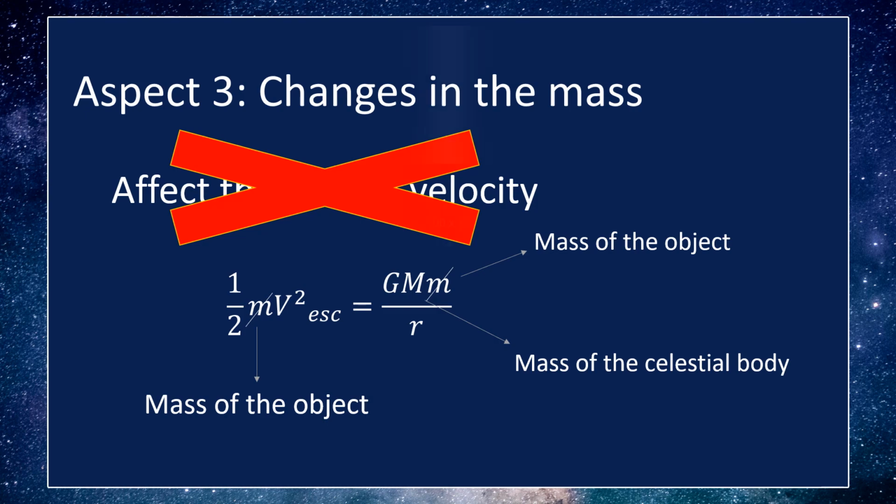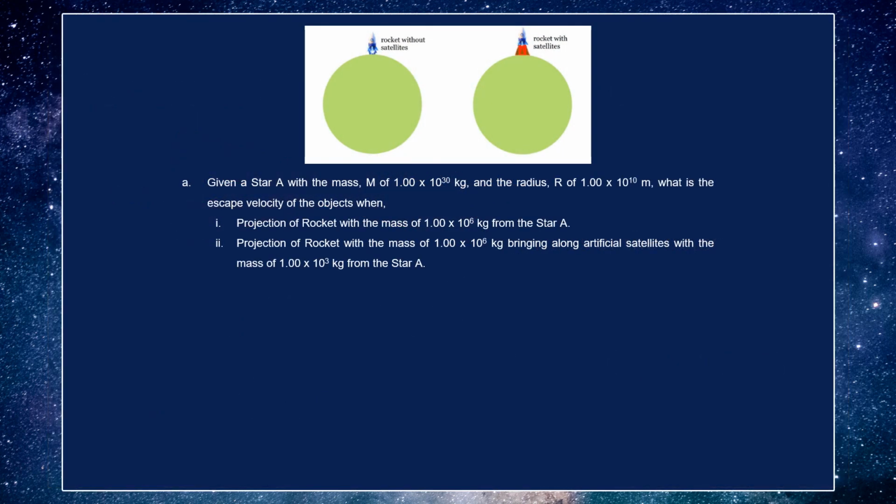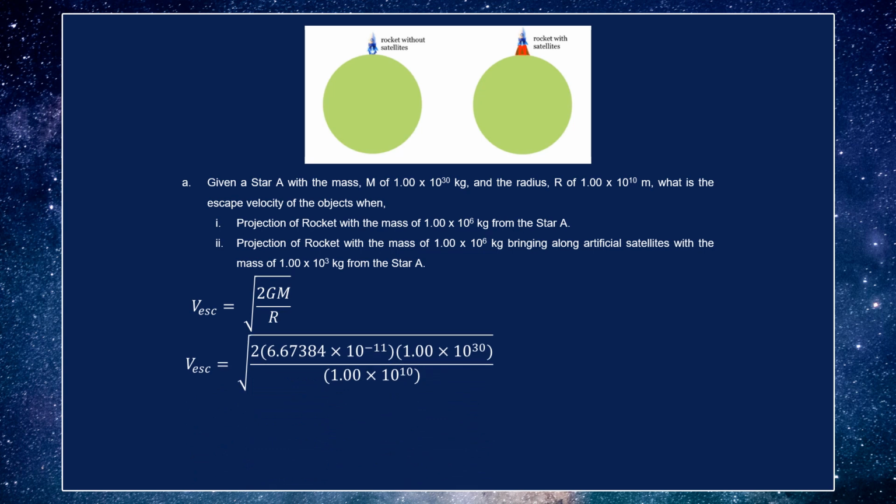Let's turn to the question in aspect 3. As we know that the changes in mass of the object won't affect the escape velocity. So from here, we just need to use the formula and we plug in the value. G will represent the gravitational constant, M will be the mass of the celestial body, and r will represent the distance between the center of the celestial body to the surface of the celestial body. And here will be the value.